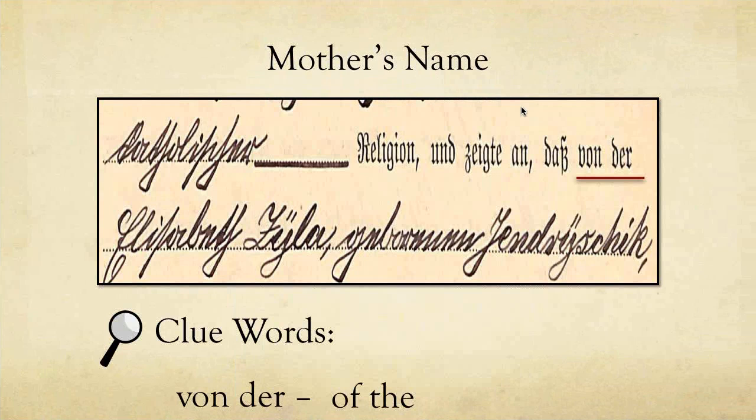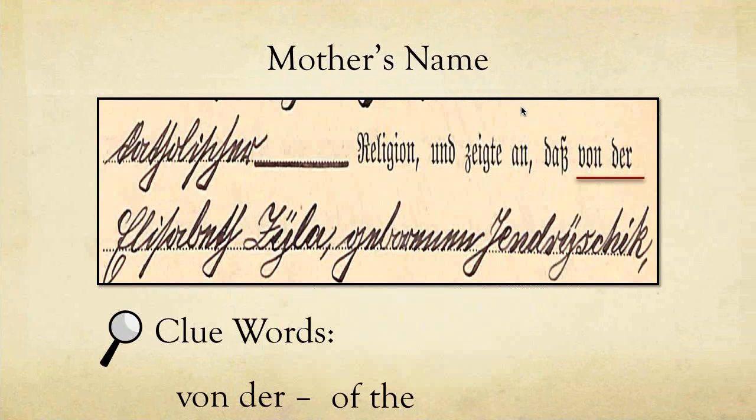For those of you new to German genealogy, this typed text might look a little old-fashioned to you, a little funky. This typed text is actually called Fraktur. That's Fraktur.